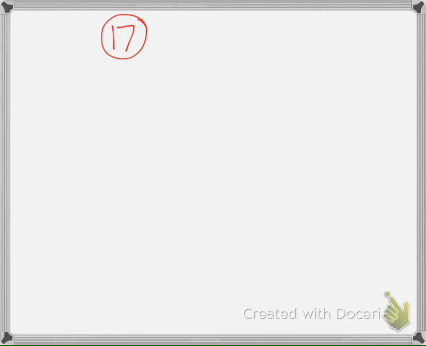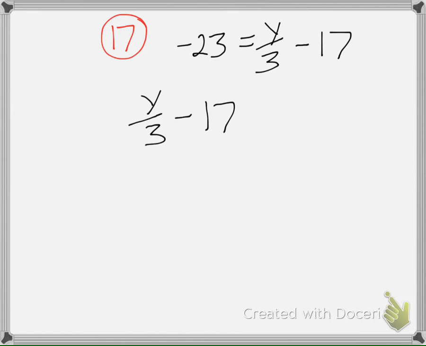All right, number 17, we have negative 23 equals y divided by 3 minus 17. All right, first thing I want you to know, if you are like me and you have a little touch of OCD about you, and it really bothers you that that variable is on the right-hand side, an equation means the two things are equal, which means if you really want to, you can write y divided by 3 minus 17 equals negative 23.